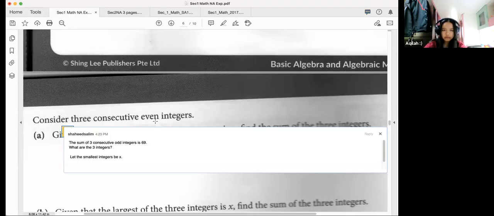Is x equals to 21? Do you get your answer? Sorry, yes, is x equals to 21? Yes, x is 21, and the three numbers are 21, 23, and then 25.